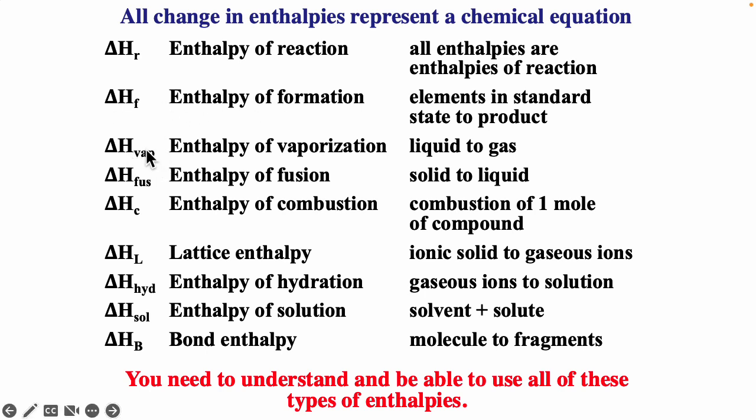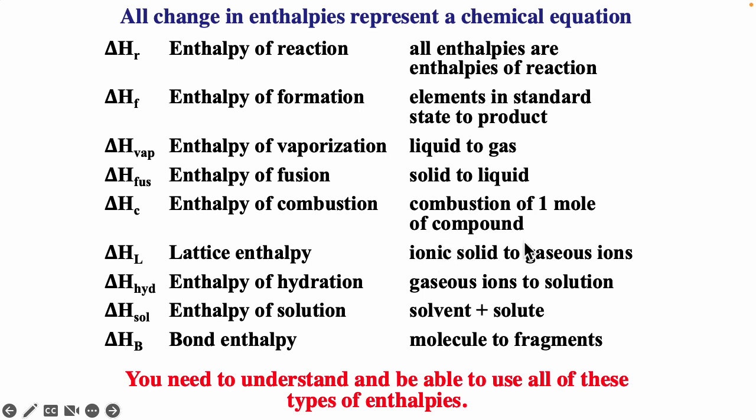VAP means enthalpy of vaporization, going from a liquid to a gas, and that's always positive. FUS corresponds to enthalpy of fusion, going from one mole of a solid to one mole of the liquid. That's also always positive because you always have to add heat to the solid to make the liquid. The C corresponds to enthalpy of combustion. Because you're producing heat, that means the enthalpy is always going to be negative. L corresponds to lattice enthalpy, going from an ionic solid to gaseous ions. You always have to add heat, and so lattice enthalpies are always positive.